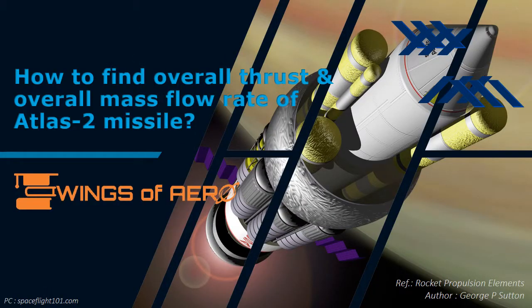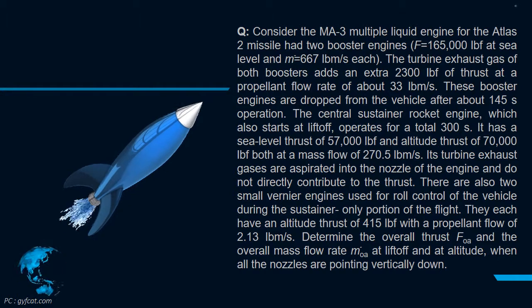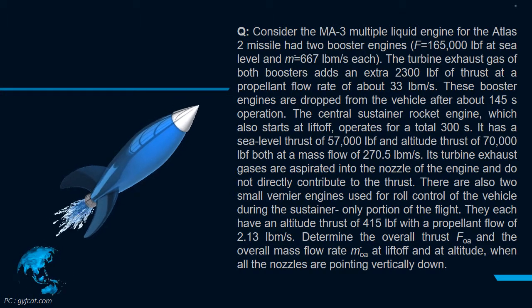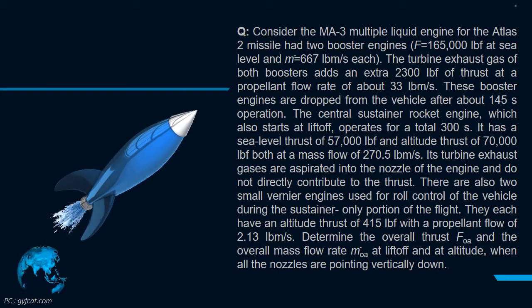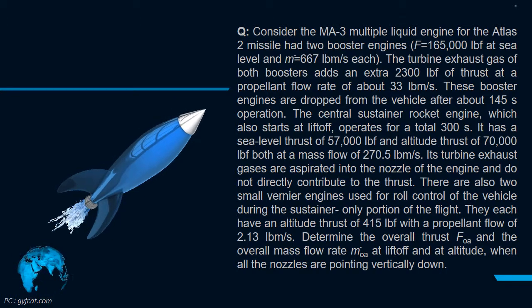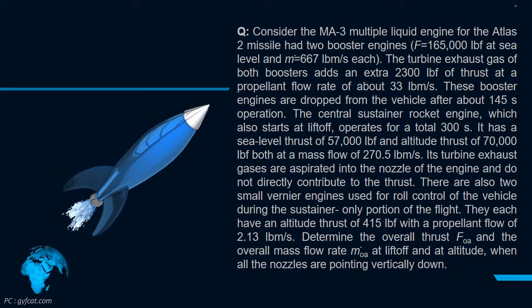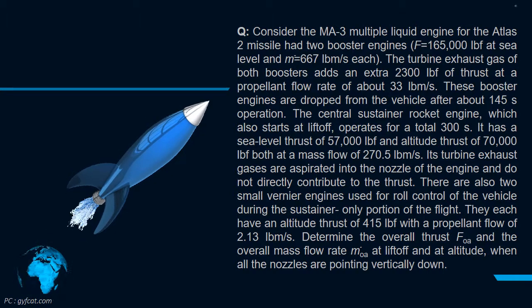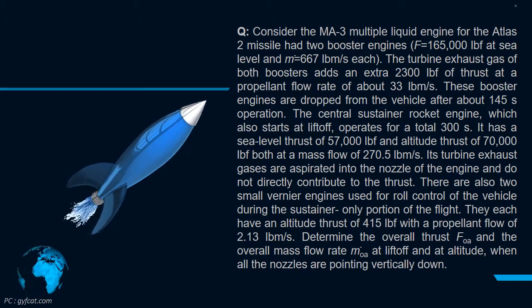Now we are going to learn how to find overall thrust and overall mass flow rate of Atlas-2 missile. Consider the MA3 multiple liquid engine for the Atlas-2 missile had two booster engines. Thrust F is 165,000 pound-force at sea level and m dot mass flow rate is 667 pound-mass per second each. The turbine exhaust gas of both boosters adds an extra 2,300 pound-force of thrust at a propellant flow rate of about 33 pound-mass per second.